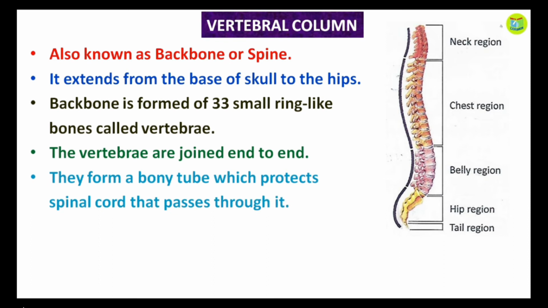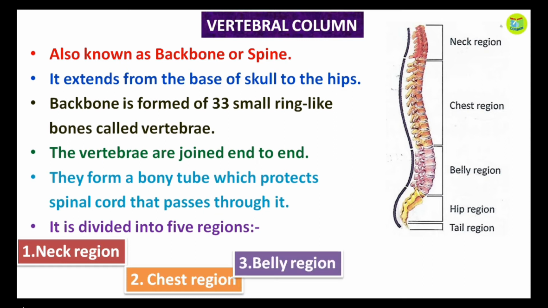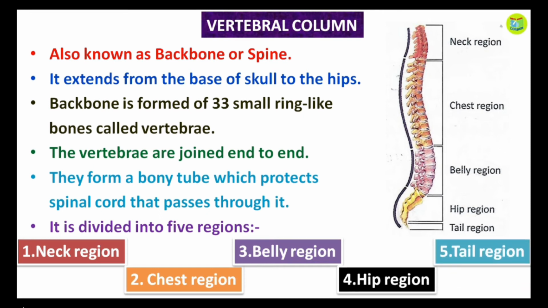As you can see in the figure, the vertebral column is divided into 5 regions. The neck region from the top, the chest region, the belly region, the hip region, and the tail region.